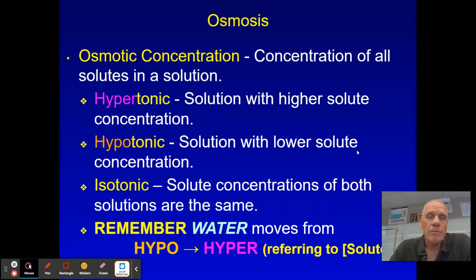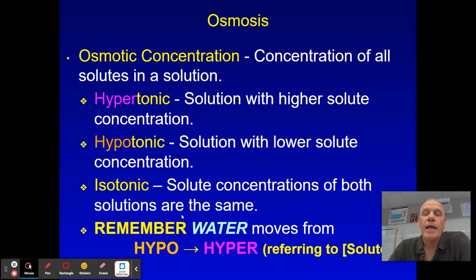Okay, so we need to have some more terms here. Osmotic concentration is the concentration of all the solutes in a solution. Hyper means above, so a hypertonic solution is a solution that has a higher solute concentration. Hypo means below or under. A hypotonic solution is one that has a lower solute concentration compared to another one, or compared to another side of the membrane. Isotonic, they're both equal.